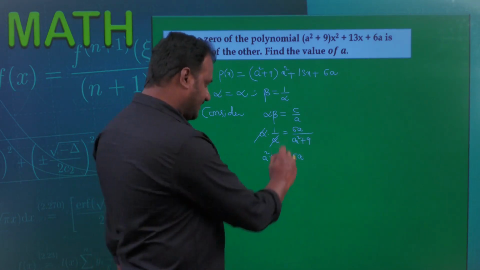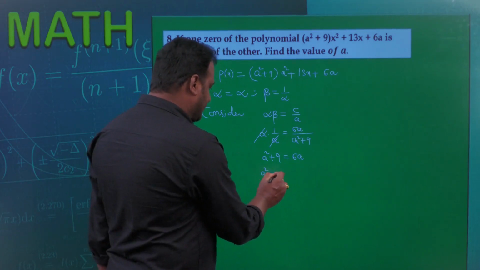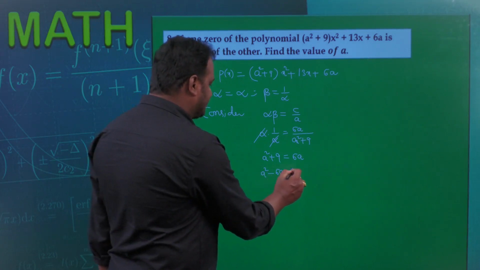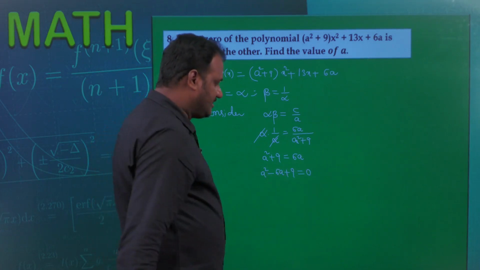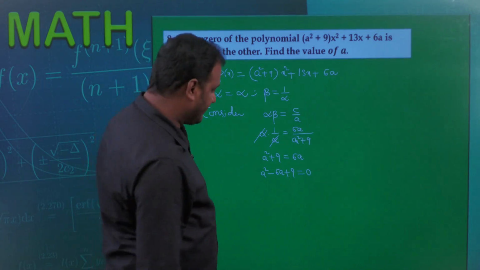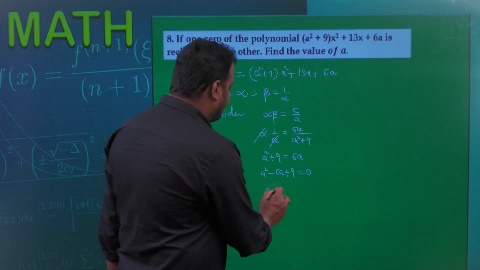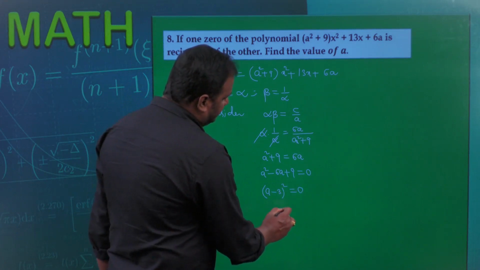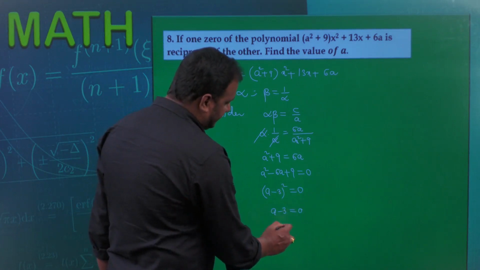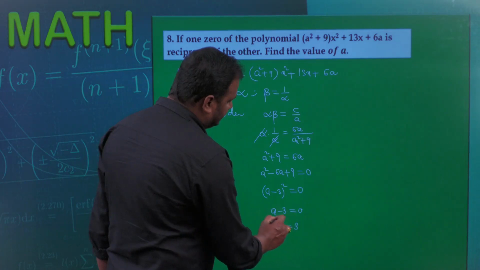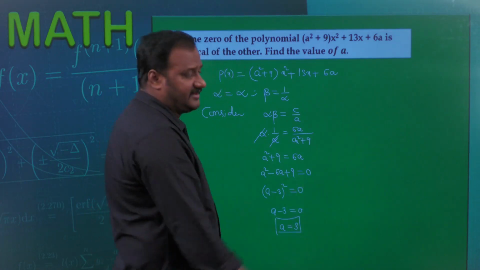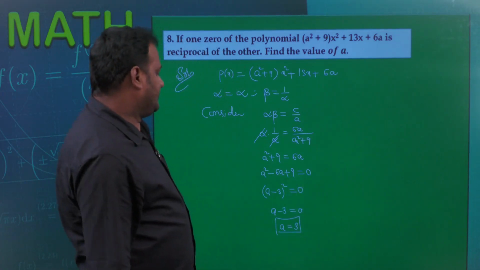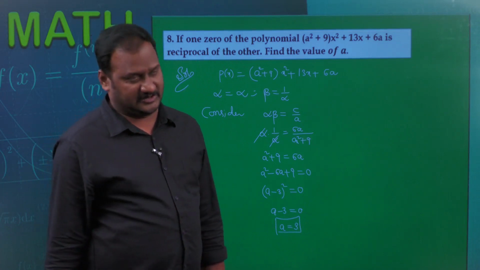Now transpose 6a to this side: a square minus 6a plus 9 is equal to 0. I think this is a perfect square. What is that square? (a minus 3) whole square is equal to 0, which means a minus 3 equals 0, so the value of a is equal to 3. This is the best and easiest way to answer this problem.